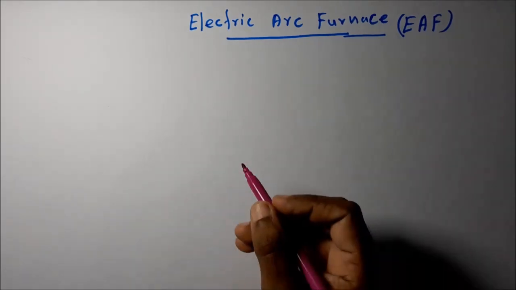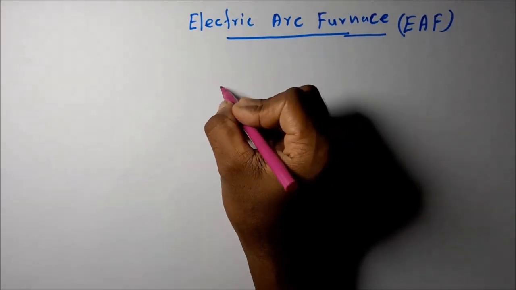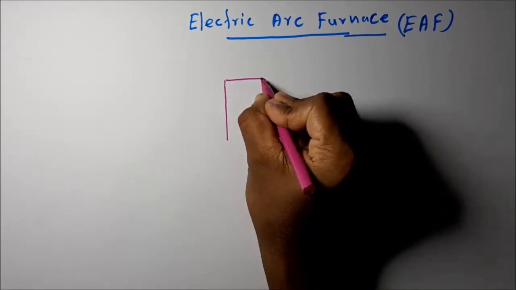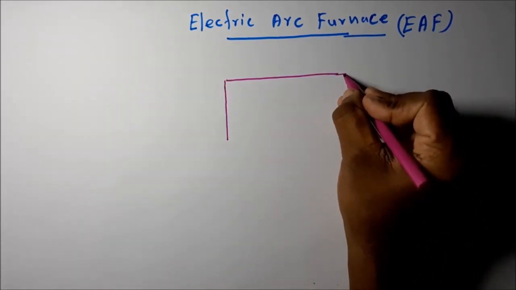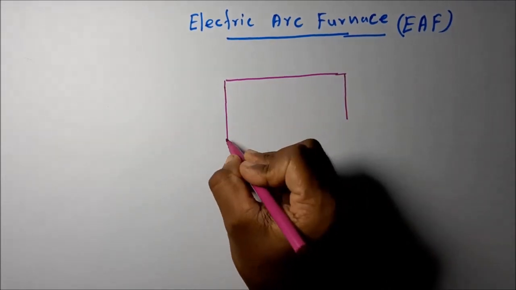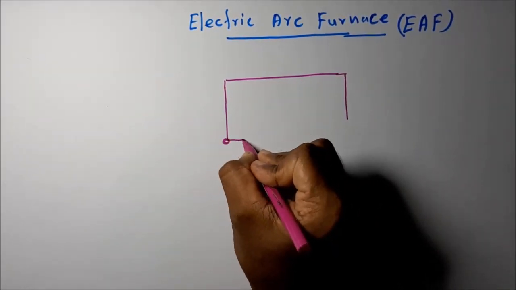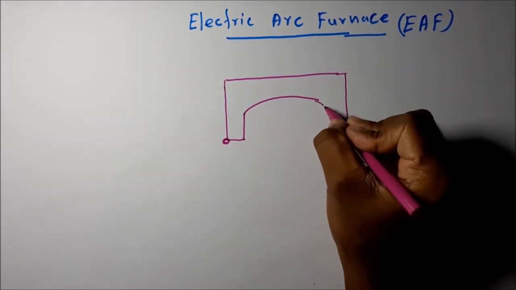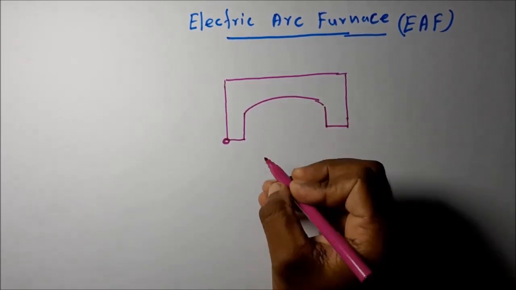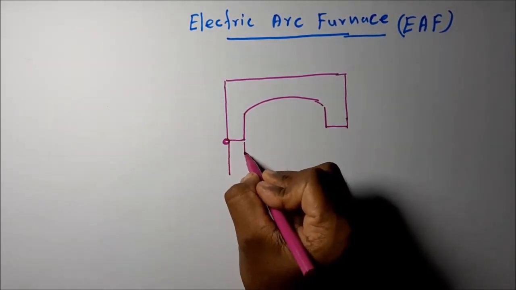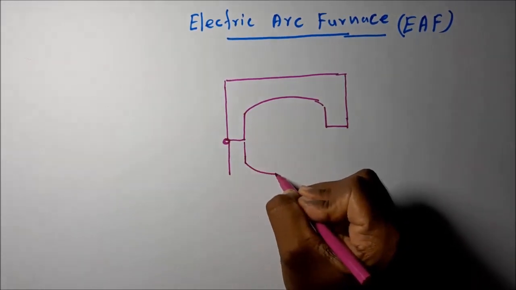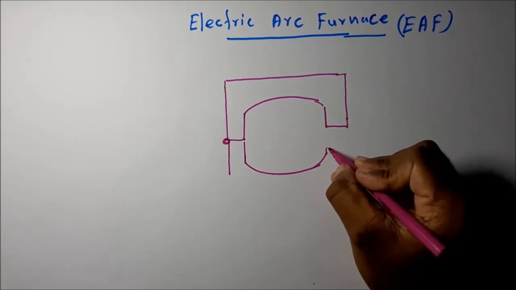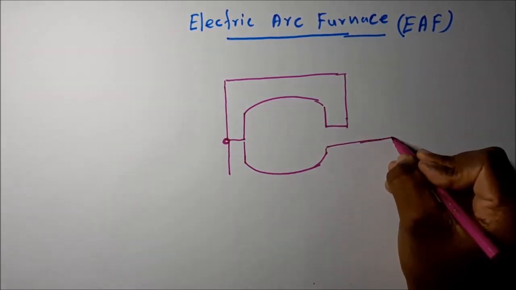Then I will draw the electric arc furnace first. This is the structure of the electric arc furnace, having a dome shape structure. The upper part can open. One end is open to take out the molten metal.